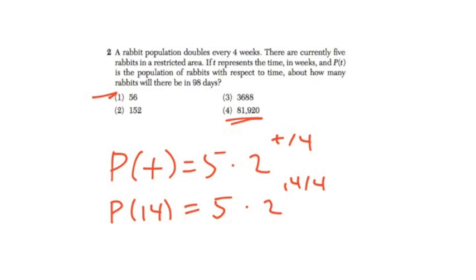This is something you can do on your calculator. So I'll punch it in here, and you get 56.56. And we can't have half rabbits, right? So we'll just call it 57. And this lines up wonderfully with 56 here.